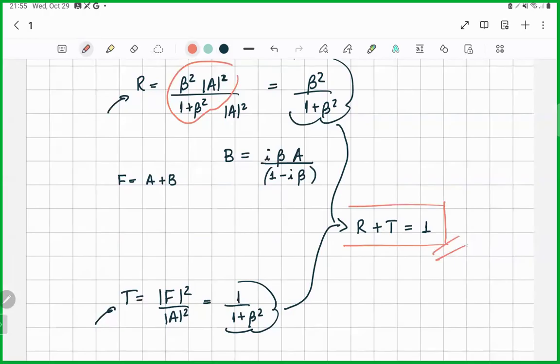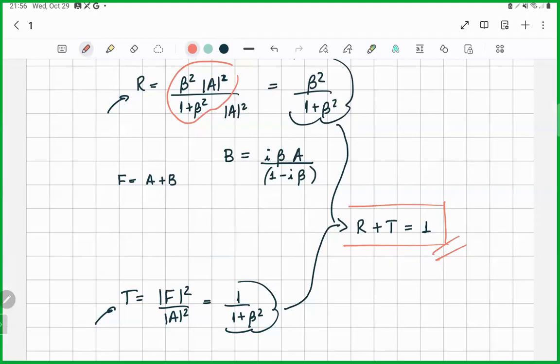It could not be anything else. Either you get reflected or you get transmitted. There is nothing else to happen here. So the sum of all of these probabilities has to be 1. Okay, excellent. So now let's just come back to what we were talking about.